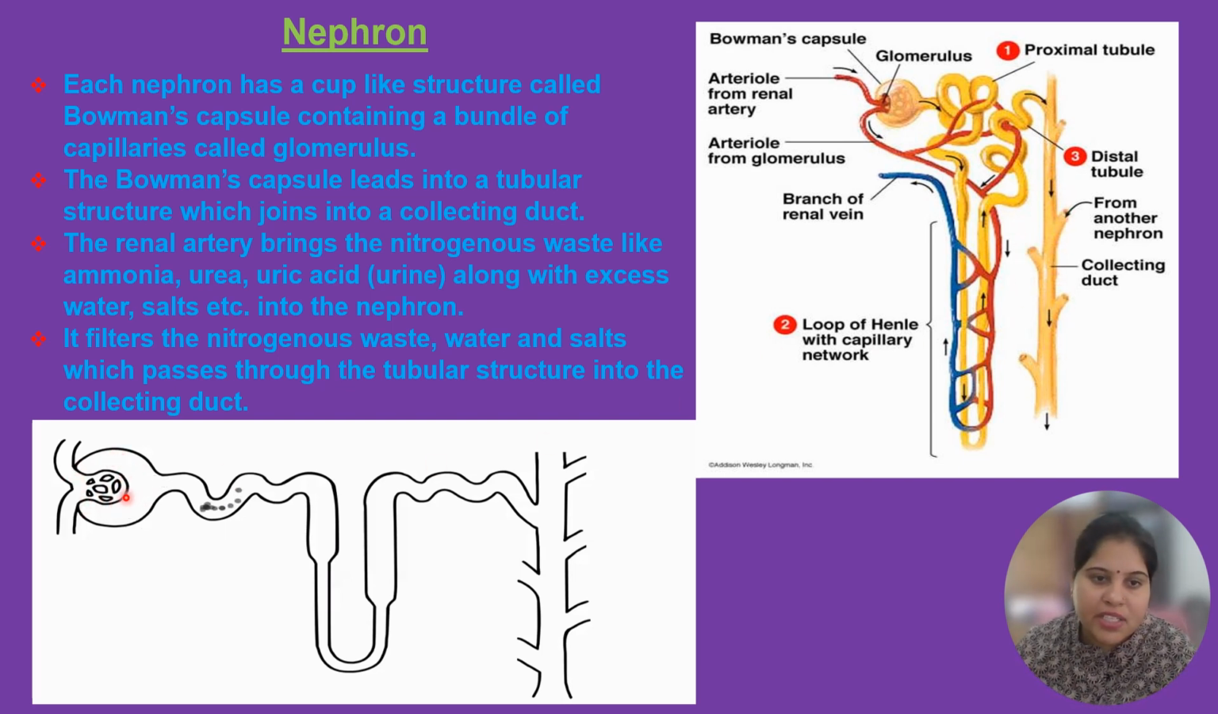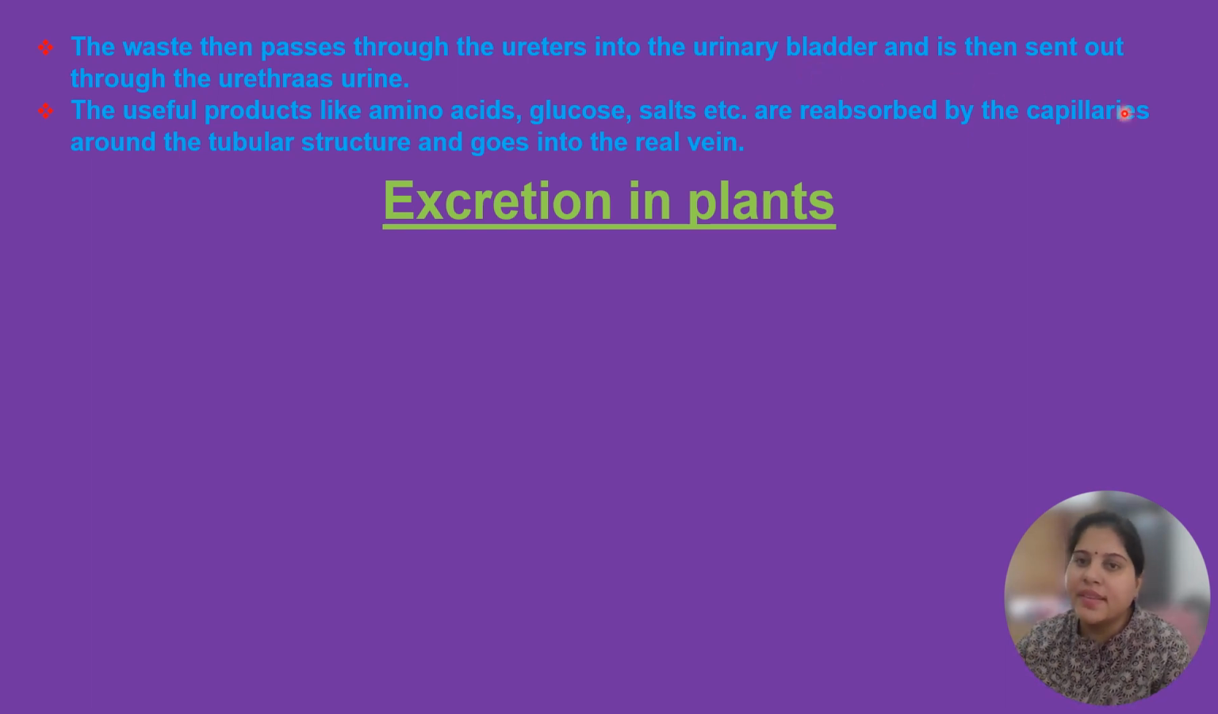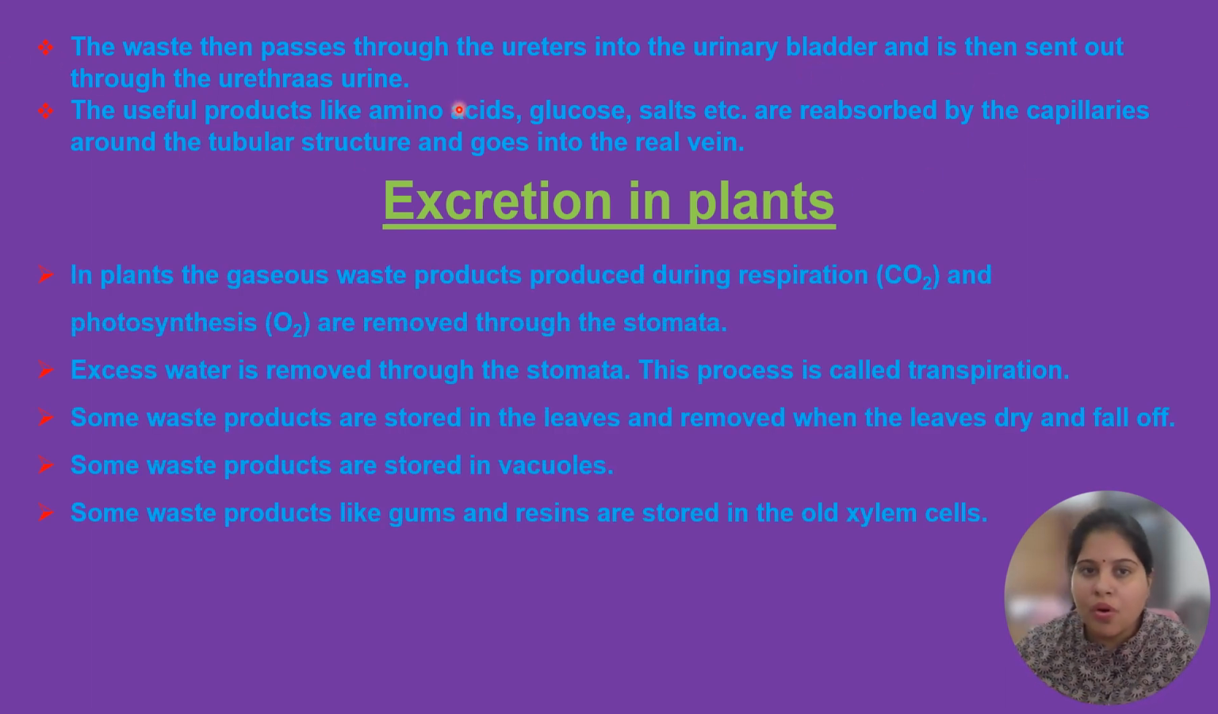You can see this cup-like structure in this image. This cup-like structure is known as Bowman's capsule, and there are the blood capillaries. Now through these blood capillaries, filtration of the ammonia, urea, and excess water, salt, etc. takes place. It will move like this and like this. And in the collecting duct, again reabsorption of the important substances takes place. Then the waste passes through the ureter into the urinary bladder, and then it is sent out through the urethra in the form of urine.